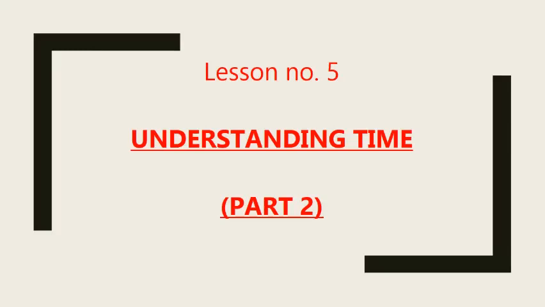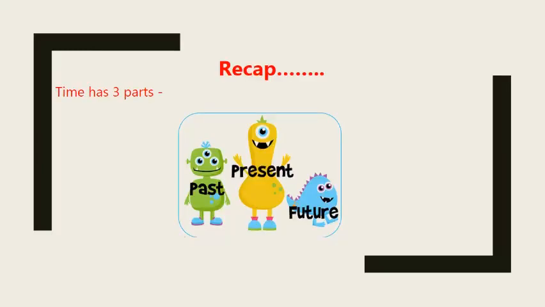Before we start with today's class, let me have a quick recap of what we learned in our previous class. Time has three parts: past, present, future. What has gone by is the past. What is going on now is the present. What is yet to come is the future.